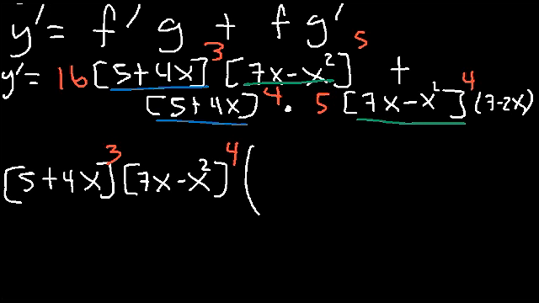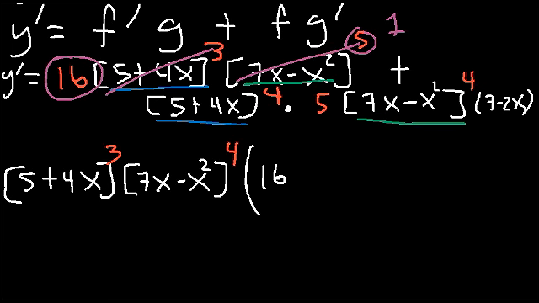So looking at the first term, which is basically all of this right here, we took out all 3 of the 5 plus 4x, so that disappears. We still have the 16 left over, and we took out 4 of the 7x minus x squared, so we have 1 left over. So we have 16 times 1 7x minus x squared. That's what we have left over.